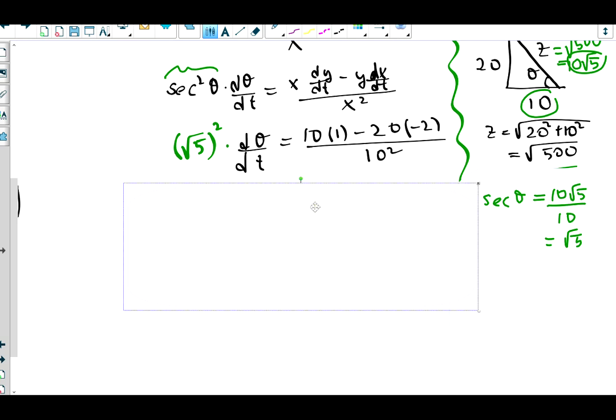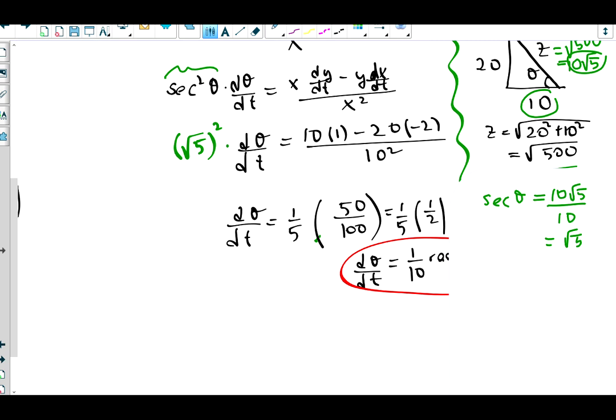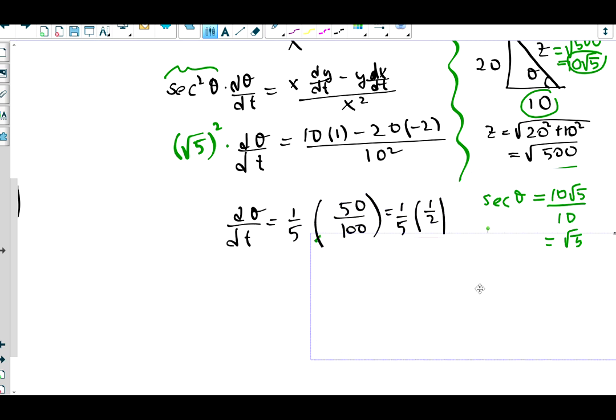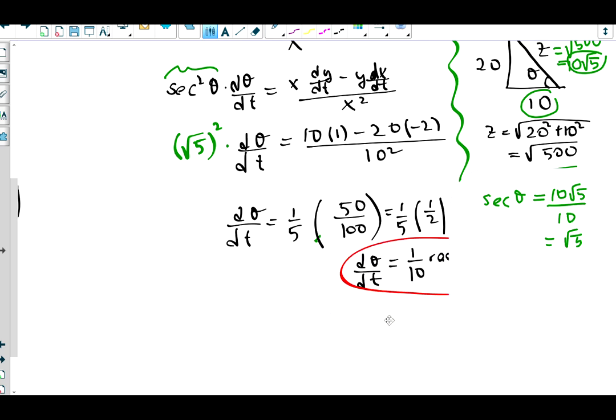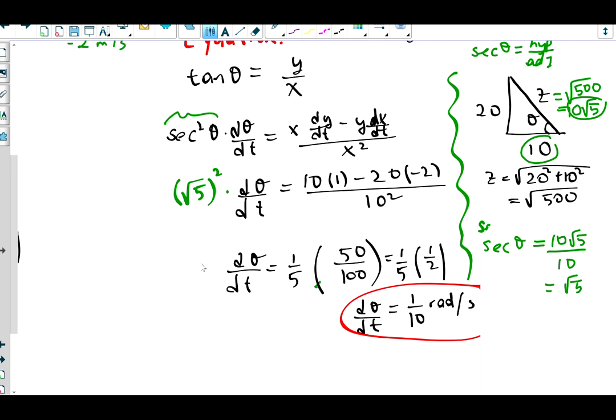So d theta/dt equals, the top was 50, bottom 100. And remember, we divided by 5, so we have the 1 over 5 up front. Now 50 over 100 is a half. So you have a half times 1/5, which is 1 over 10, or just 0.1. And the units, remember, for rate of change of angle problems will always be in radians per unit of time. Here time was in seconds, so radians per second is the rate at which the angle theta is changing.